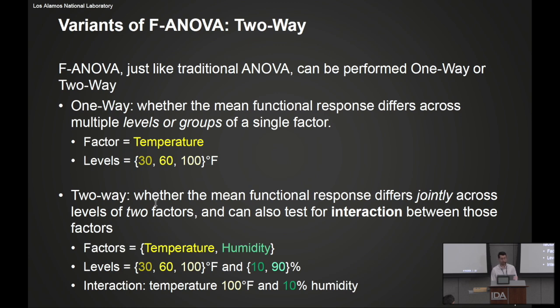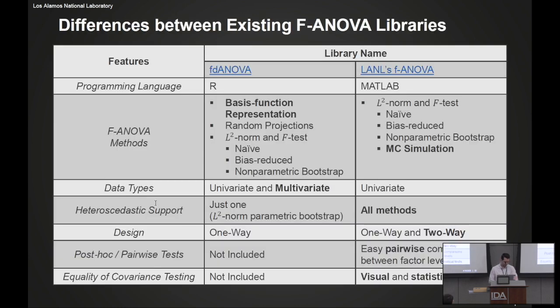So perhaps we had temperature and humidity as our two factors. Each of those has different levels. Temperature, same 30, 60, 100. Humidity may just have two levels, 10% and 90% humidity. And you may want to know interactions. For example, if I ran a test at 100 degrees Fahrenheit with 10% humidity, is there an interaction between these two variables?